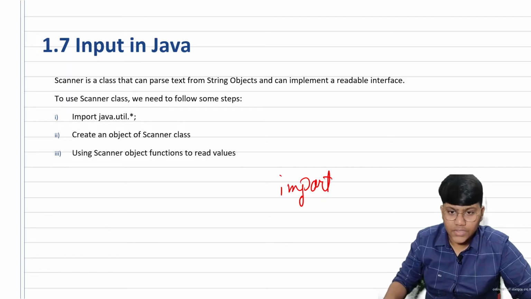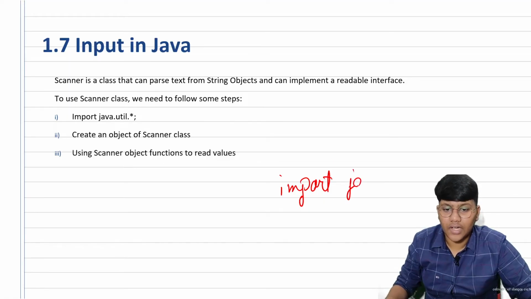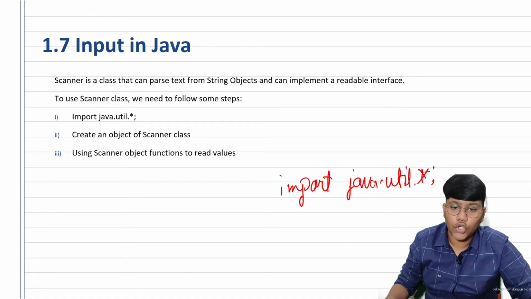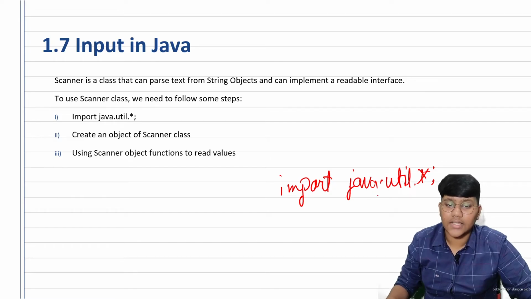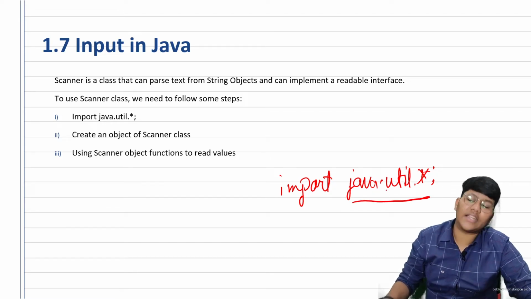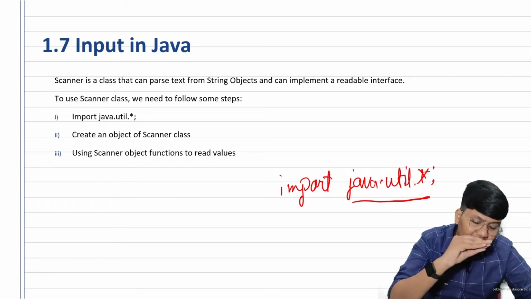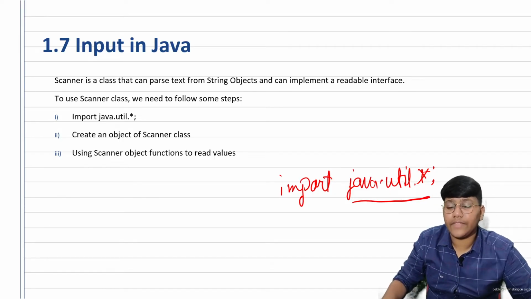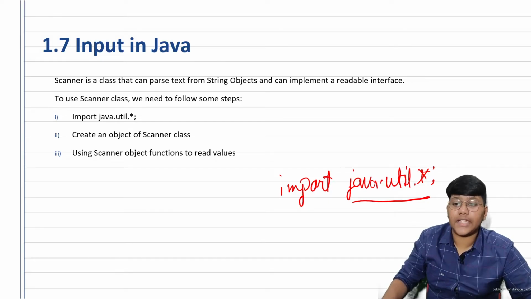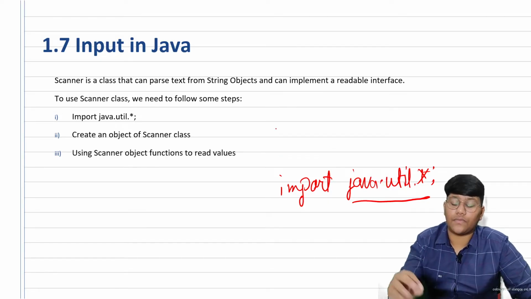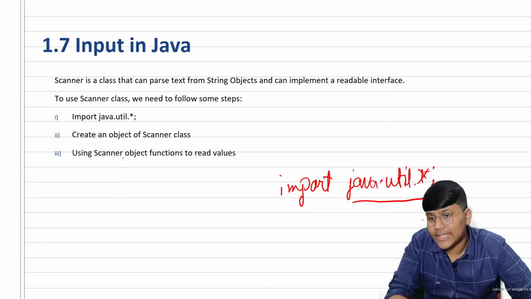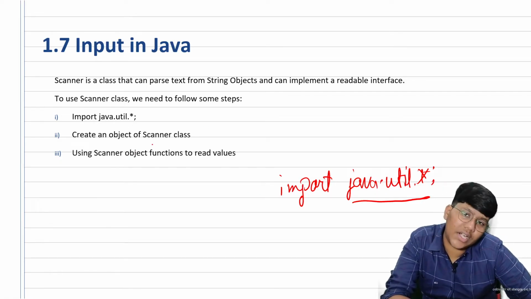Import keyword is used. Then there is import java.util.*. Why java.util.*? Because java.util.* is the package we require to take inputs in Java. Then we have to create an object of the Scanner class. When we import this package, the Scanner class is imported into our code.